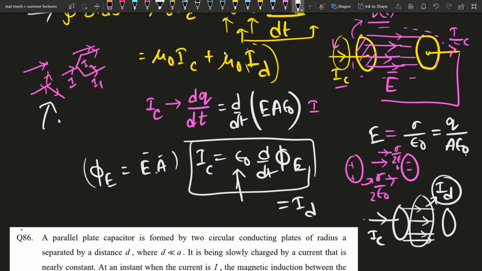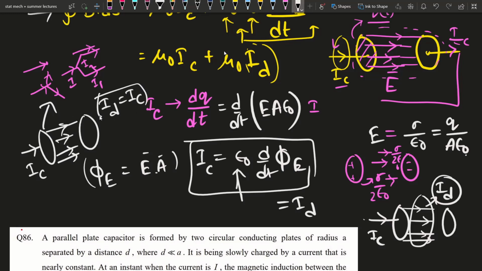Current is flowing in the form of IC, conduction current, and in the region of free space the current's form has changed into ID, the displacement current, but the amount is the same. The total ID, if we calculate it, equals the current in the wire, as we have discussed here.